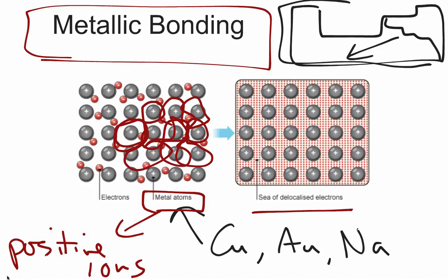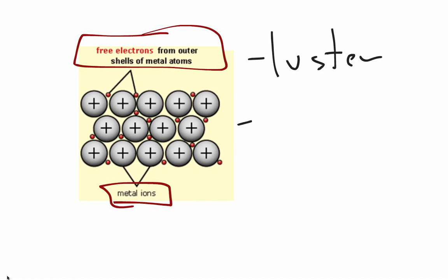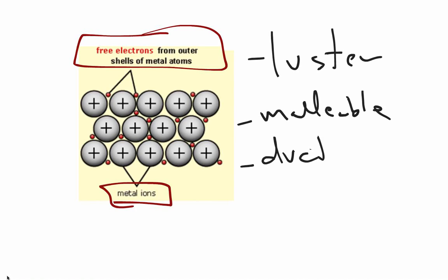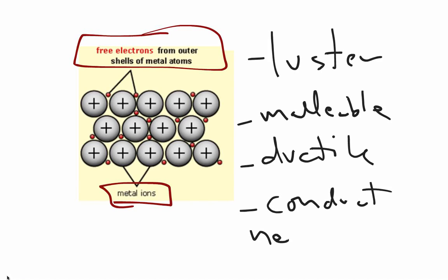And this is the basis of a lot of the properties that we see with metals. When we have these positive metal ions with these free electrons roaming around outside of them, this is what gives rise to the various properties of metals. When we think about the properties of metals, what we've talked about before is that metals have luster, metals are malleable, metals are ductile, metals conduct heat and electricity, and we'll look at each of these and how this type of structure enables all of these properties to occur.